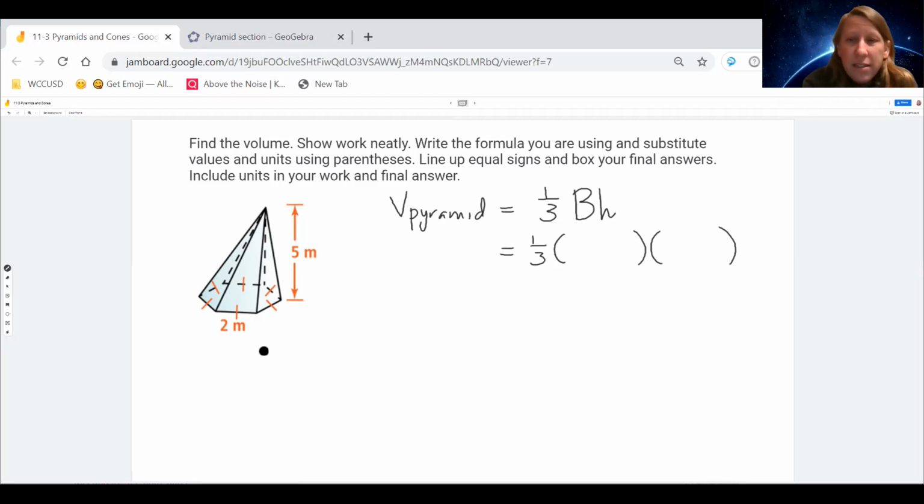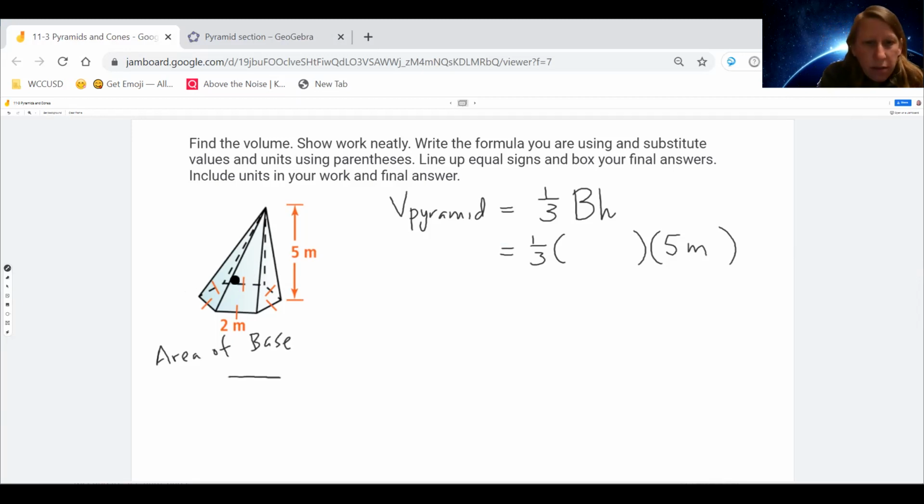So the height's not hard to see. The height is that perpendicular distance from this base up to the apex. The thing that's really fun on this one is trying to figure out what the area of this hexagon is. And you probably do not know the formula for the area of a hexagon. You might be able to look it up. Okay, so we need to find the area of the base.